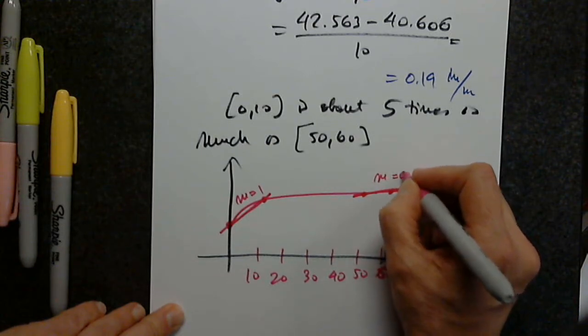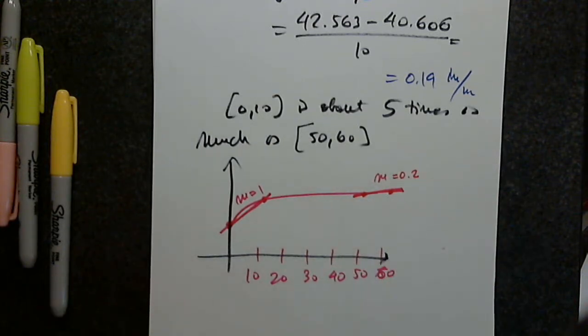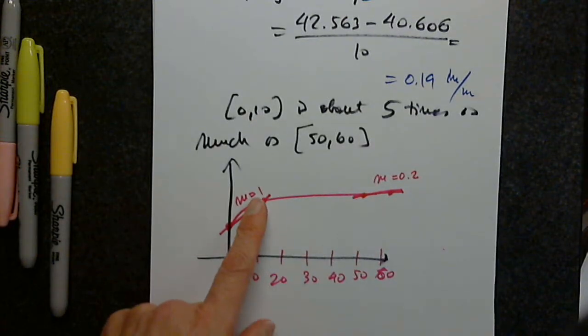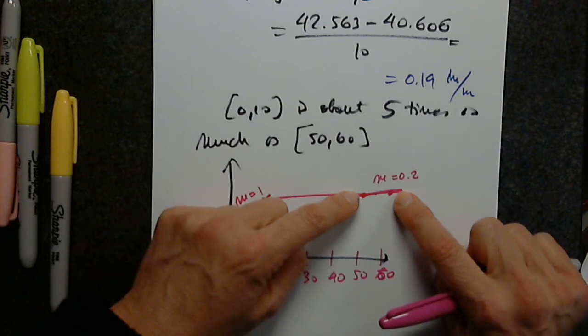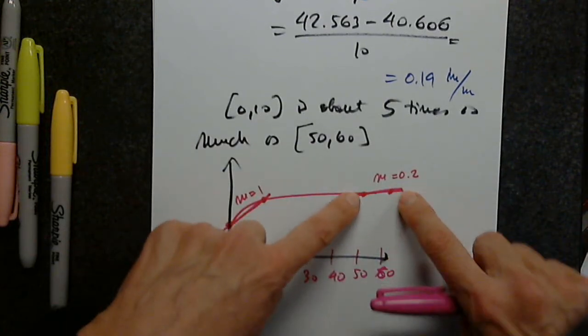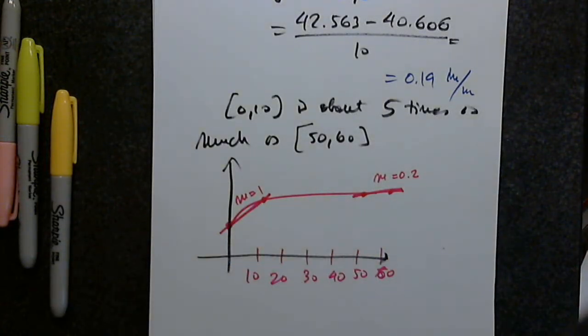This is the slope of 0.2. So obviously, they grow much faster, on average, at almost 1 inch per month between birth and 10 months. But they slow down significantly, because between 50 and 60, they only grow at 1/5 of an inch per month.